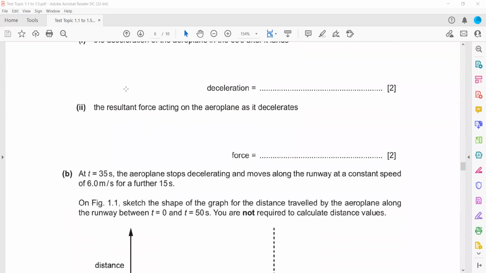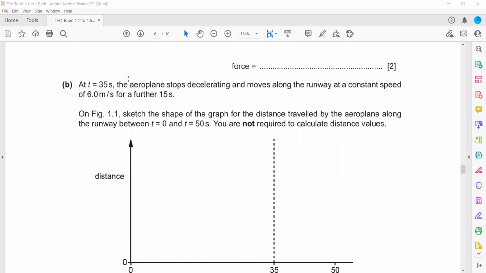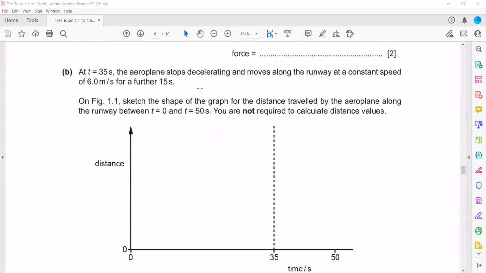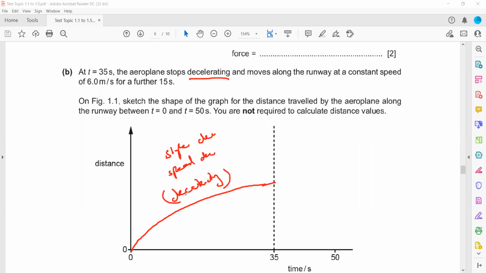Then at 35 seconds, the airplane stopped decelerating and moved at a constant speed. So this is a distance time graph. How do we represent a deceleration on a distance time graph? From 0 to 35, it was decelerating. So the curve will be there, because when the slope is decreasing, it means the speed decreases. And speed decrease means what? It means it is decelerating.